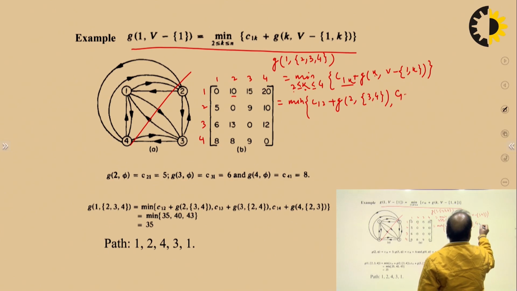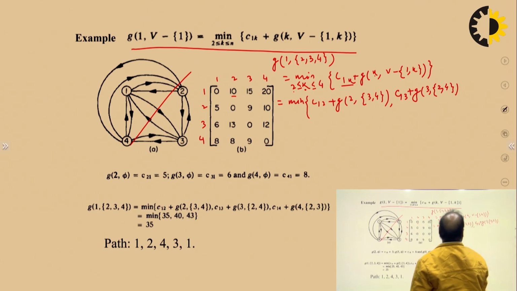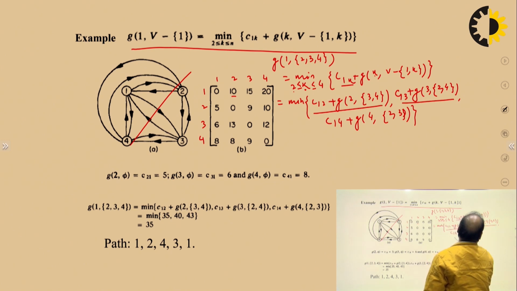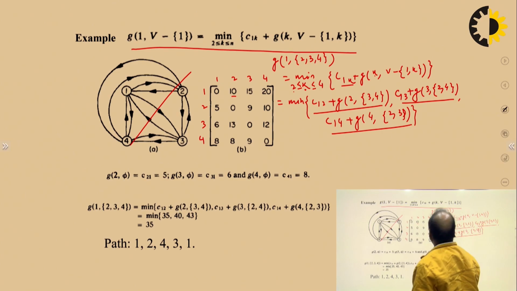The second one is C13 plus G(3, ...), then 1 and 3 are excluded, so {2, 4}. This is the second option. And the third option will be C14, k can be 4, plus G(4, ...), where 1 and 4 are excluded, so this is actually {2, 3}. This is how we are going to compute. So this is number 1, number 2, number 3. Whichever is coming minimum, we are going to decide.